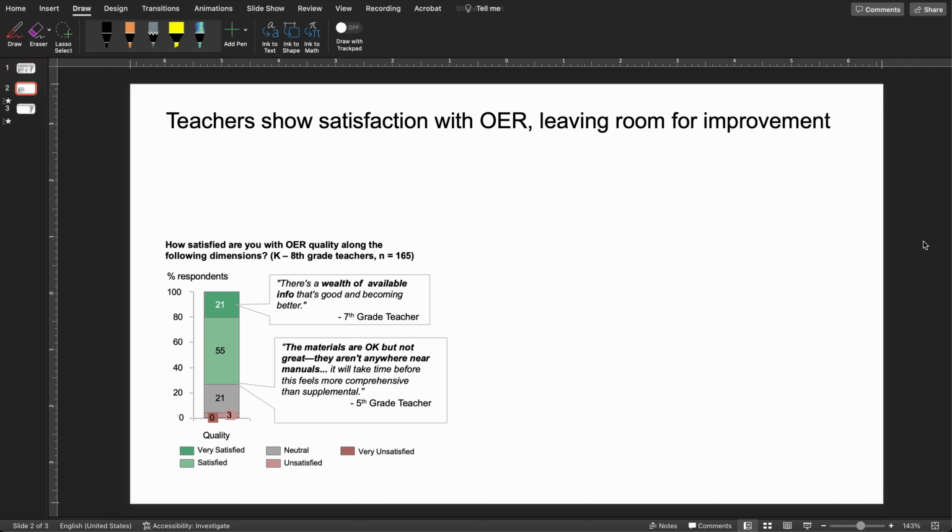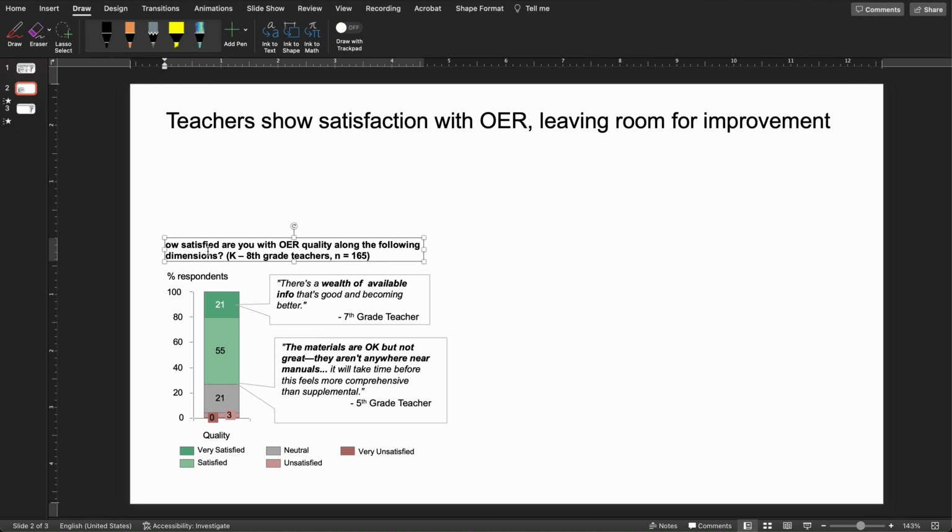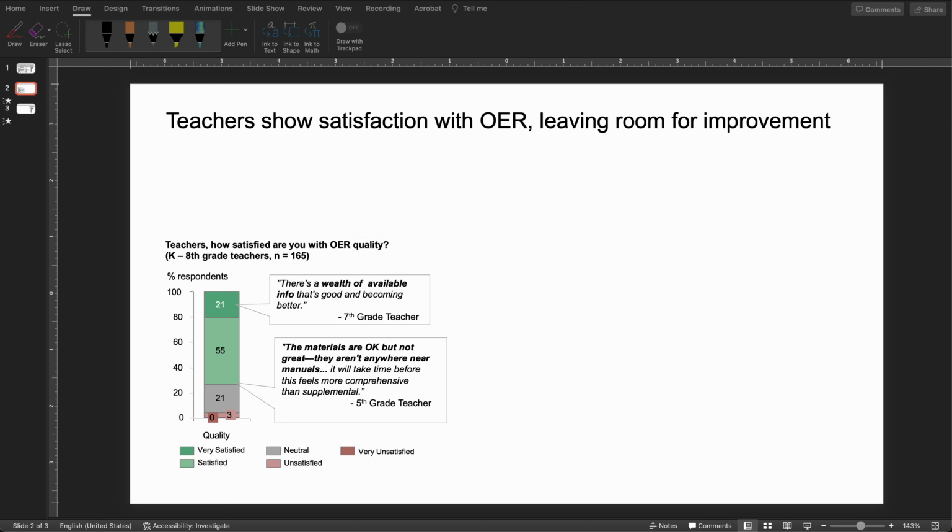I know this is a small thing, but I also think we should add teachers down here. I'm going to make it say, teachers, how satisfied are you with OER quality along the following dimensions? I think we can get rid of along the following dimensions as well. Teachers, how satisfied are you with OER quality?